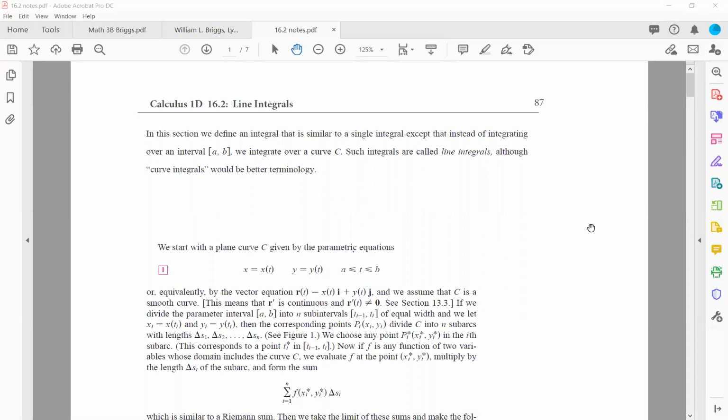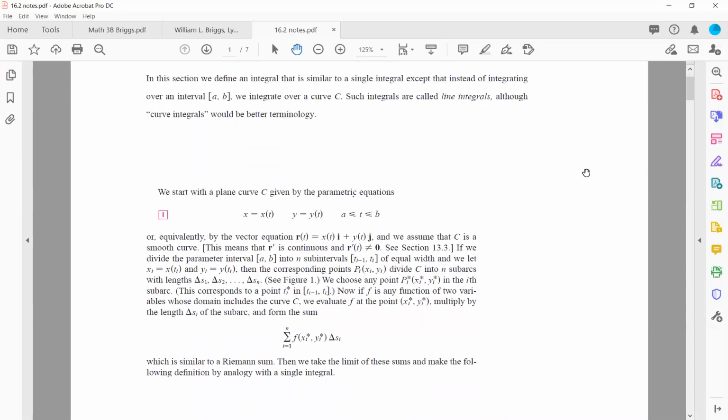So what are we going to do? We're going to take C as our curve, and we use a parametric equation of the curve to represent the curve. So x is a function that depends on t. y is a function that depends on t. And t is just a new independent variable that ranges between a and b.